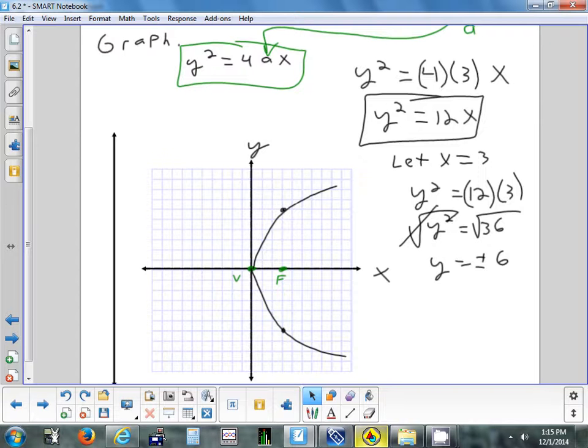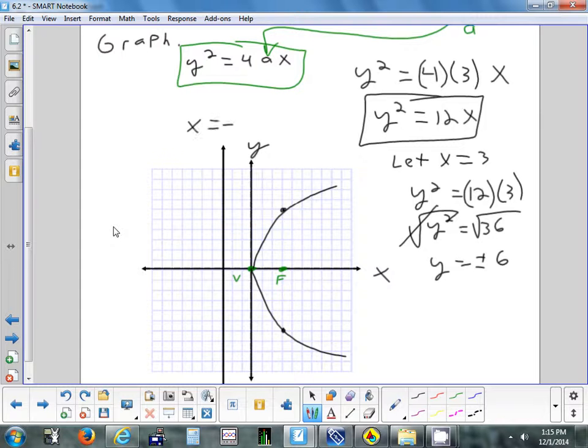And remember, the distance between a point and the focus and the point and the directrix has to be the same. So let's use the vertex. How far is it between the vertex and the focus? 3. So it has to be 3 between the vertex and the directrix. And that's the line x equals -3. X equals is always a vertical line. Y equals is horizontal.